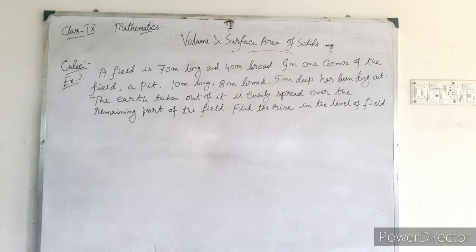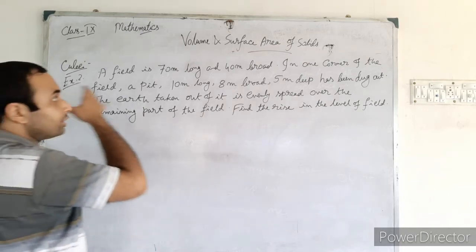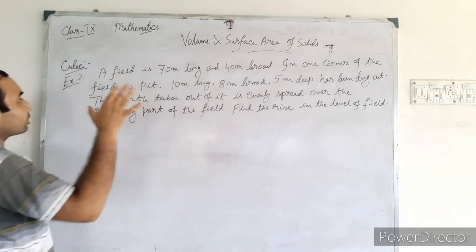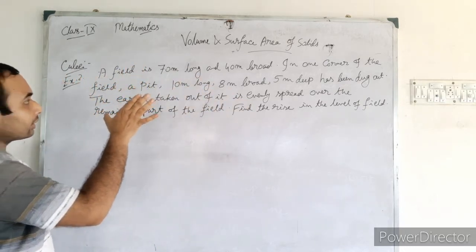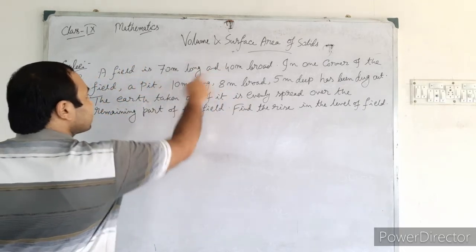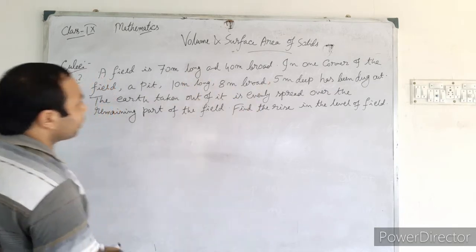A field is 70 meter long and 40 meter broad. In one corner of the field, a pit 10 meter long, 8 meter broad and 5 meter deep has been dug out. The earth taken out of it is evenly spread over the remaining part of the field. Find the rise in the level of the field. So first of all you have to check all the units, whether they are the same or not. Here we are seeing all are in meters, so no problems are there.